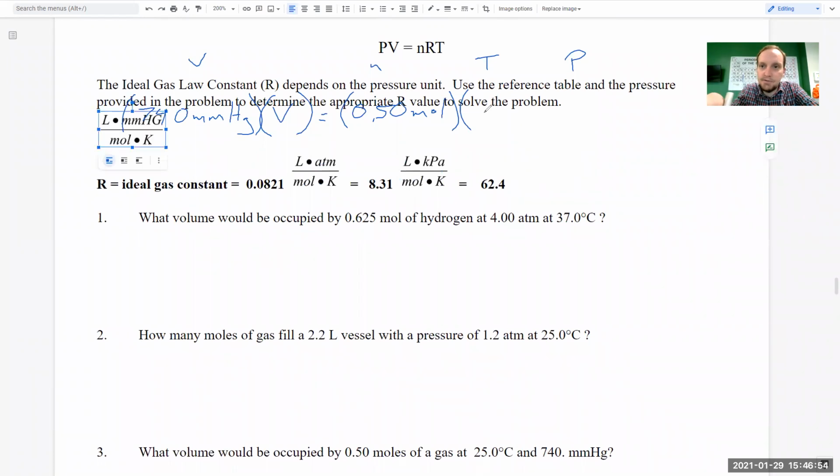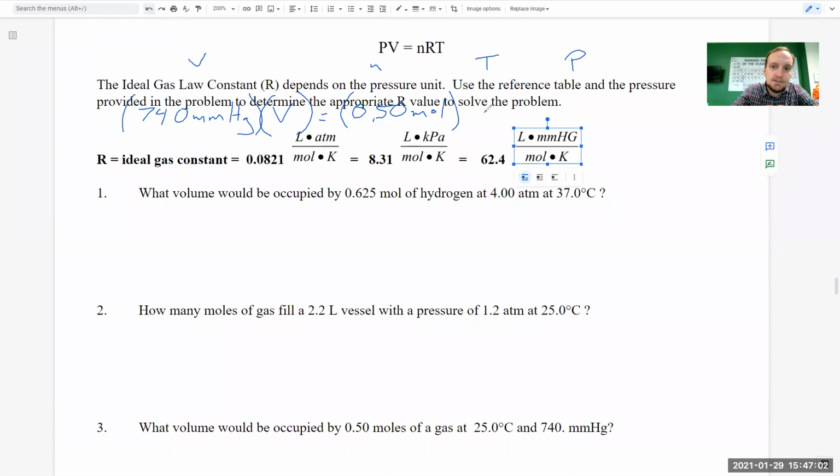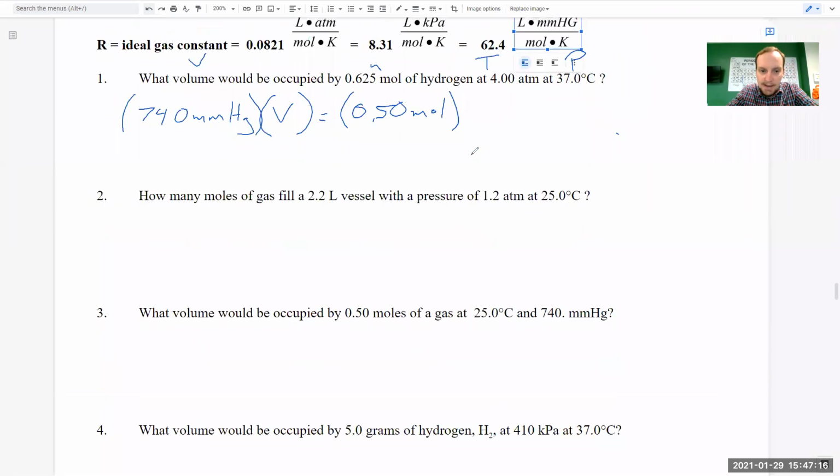Oops, I just completely moved it. That was totally unintentional. Go back. It's not like I'm doing this live for the first time, right? Anyway, so there's our millimeters of mercury right there. So I need to use 62.4. All right, so let's go ahead and go back.